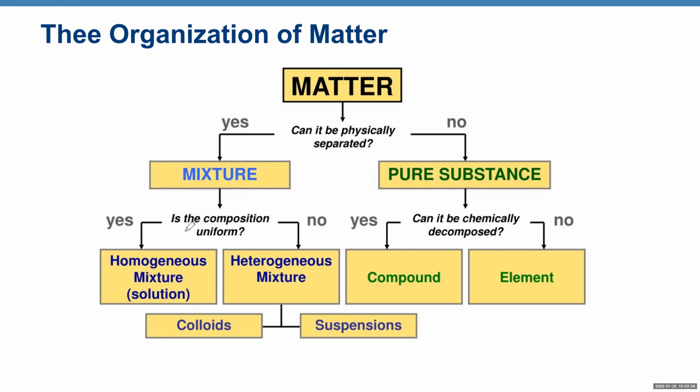Now, for a mixture, the next question to ask is, is the composition uniform? If yes, then it's a homogeneous mixture or solution. If the composition is not uniform, it's a heterogeneous mixture. Heterogeneous mixtures include colloids and suspensions. And for pure substances, the question to ask is, can it be chemically decomposed? If yes, then it's a compound. If not, it's an element.